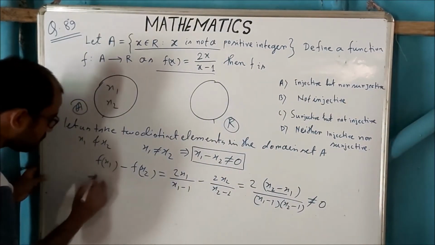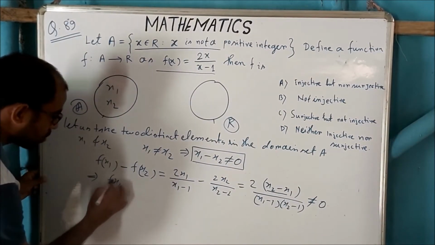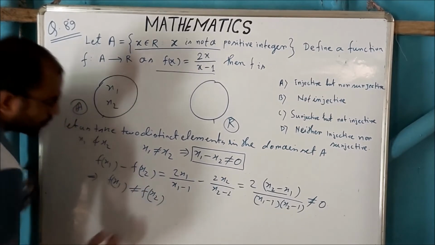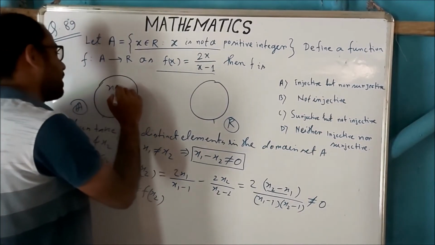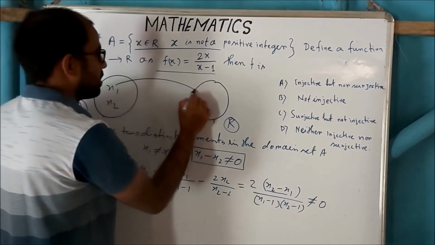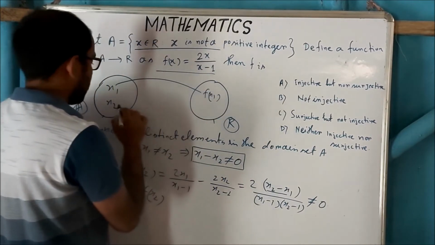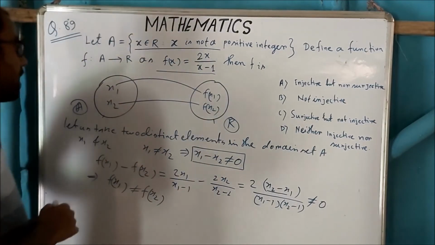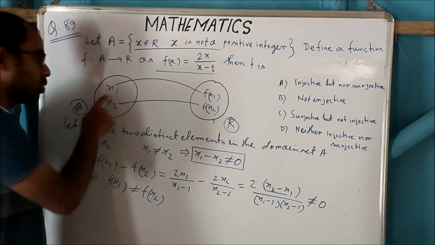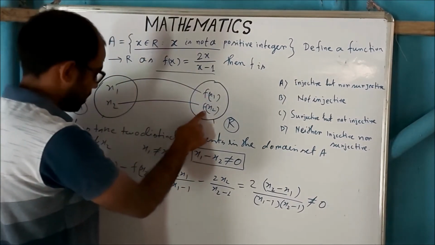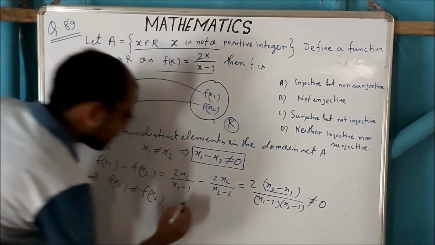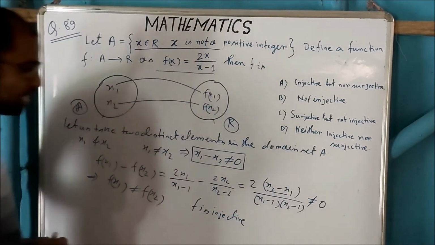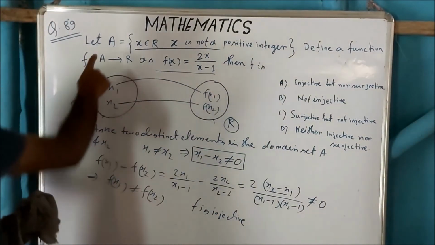This value is not equal to 0, that means f of x1 is not equal to f of x2. So we get this element has an image f of x1, and this is f of x2. Here we take two distinct elements x1 and x2, so this is not equal to this. So we can say that f is injective. F is an injective mapping from A to R.